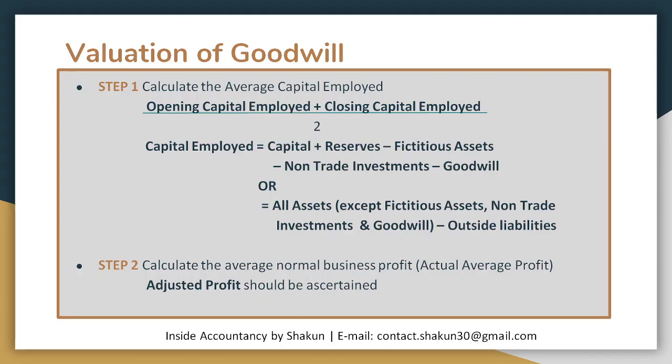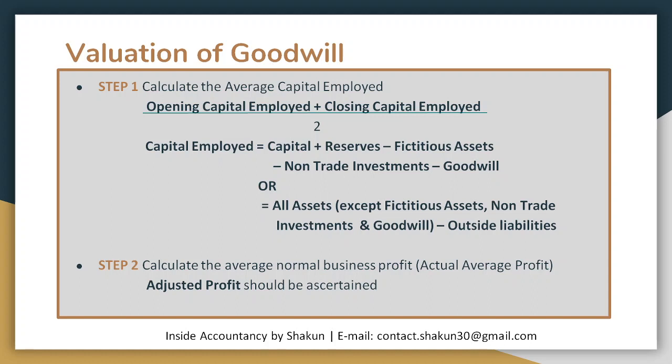Super profit method. Under this, there are various steps which are to be taken for calculation of goodwill. The first step is the calculation of average capital employed. Since we know that whenever we need to calculate the average, we simply have to add all things and divide by the number. Similarly, average capital employed will be equal to the opening capital employed plus the closing capital employed divided by 2. In case in the question, the opening and closing balances are given, then we'll apply this formula.